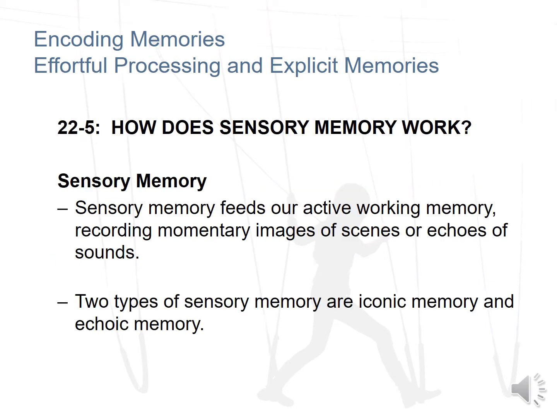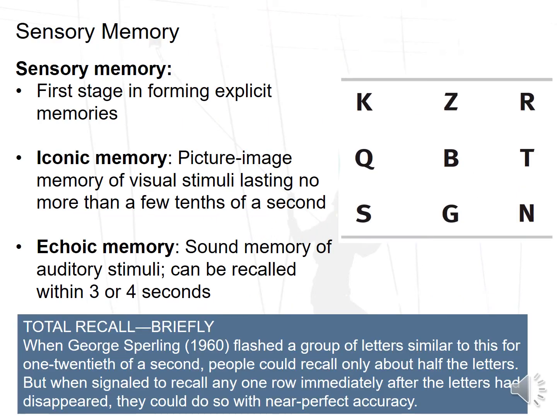How does our sensory memory work? Sensory memory feeds our active working memory, recording momentary images of scenes or echoes of sounds. Two types of sensory memory are iconic memory and echoic memory. In this Sperling activity, this is an example, in sensory memory, our first stage is forming explicit memories. In iconic memory, the picture image memory of visual stimuli lasts no more than a few tenths of a second. The echoic memory, sound memory of auditory stimuli, can be recalled within 3 or 4 seconds.